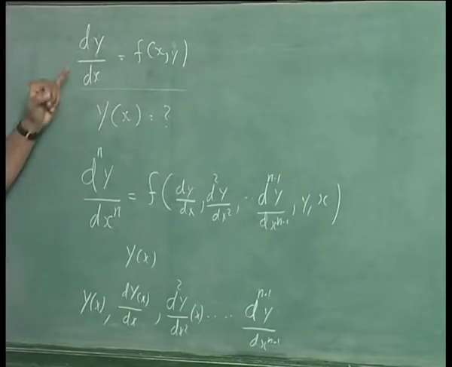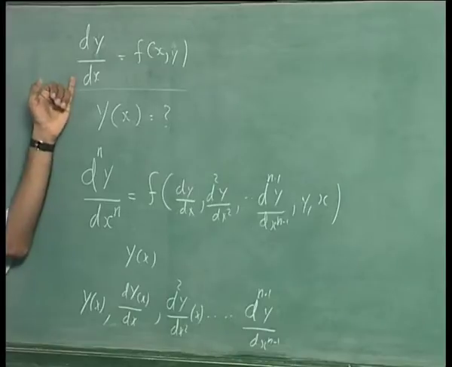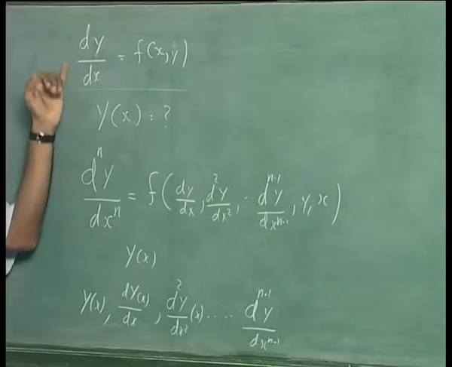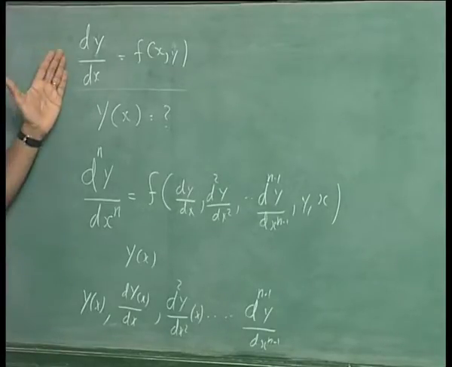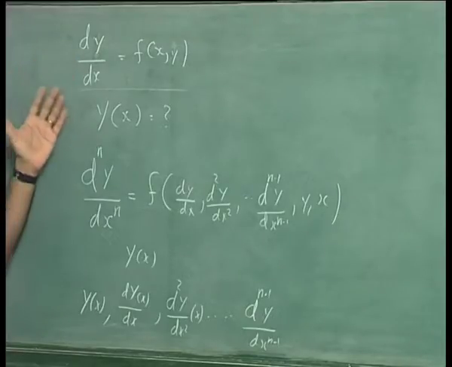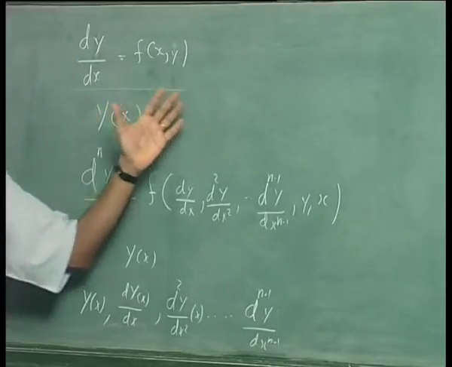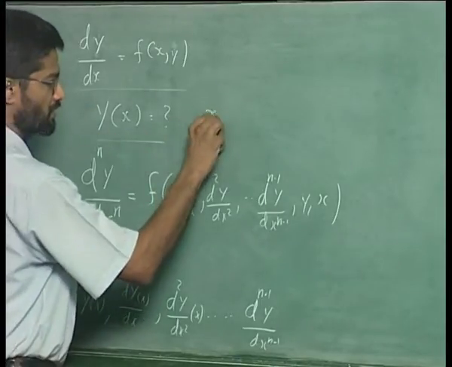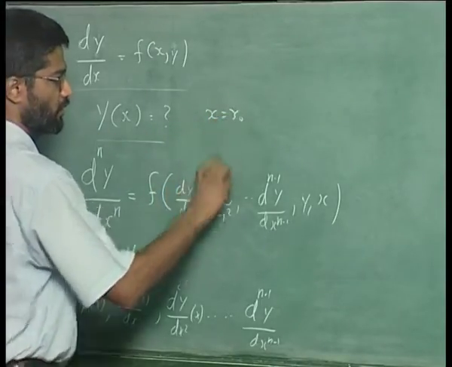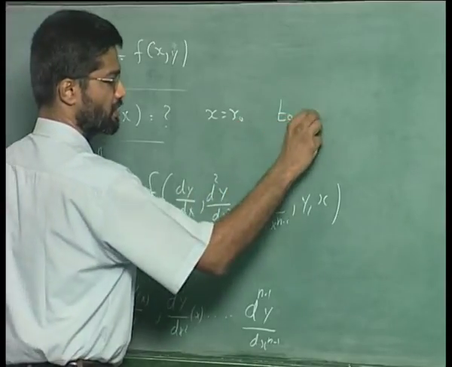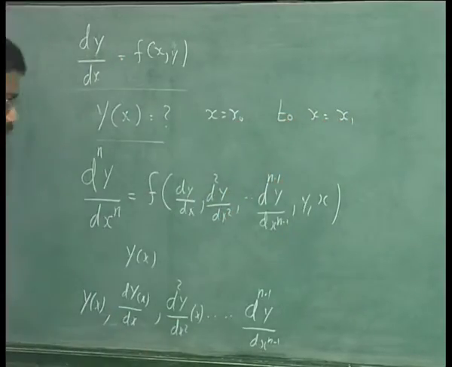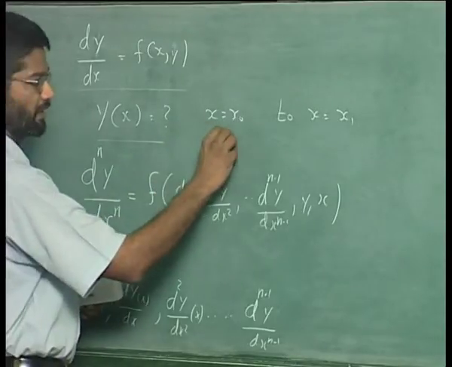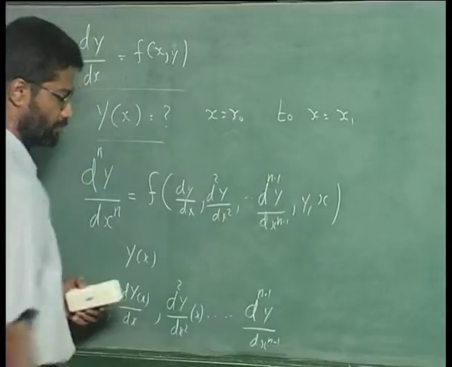And now, if some of these conditions are specified, boundary conditions are the values of this, they have to be specified. Some conditions can be specified at the beginning, and some at the end. That is, for example, we want to know what y of x is, starting from x equal to x0 to x equal to x1, let us say.